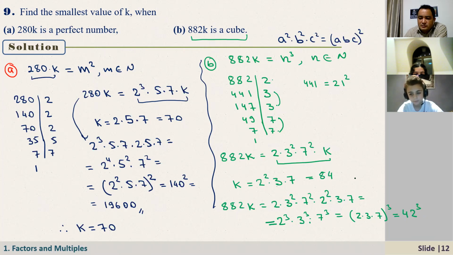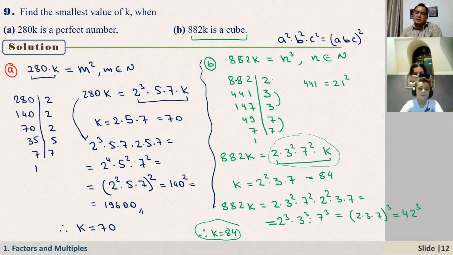So the smallest value of k that makes this expression of this number a cube number is, what is it? Here, it is 84. So the value of k must be 84, so that this 882 times k will be a cube number. Okay?